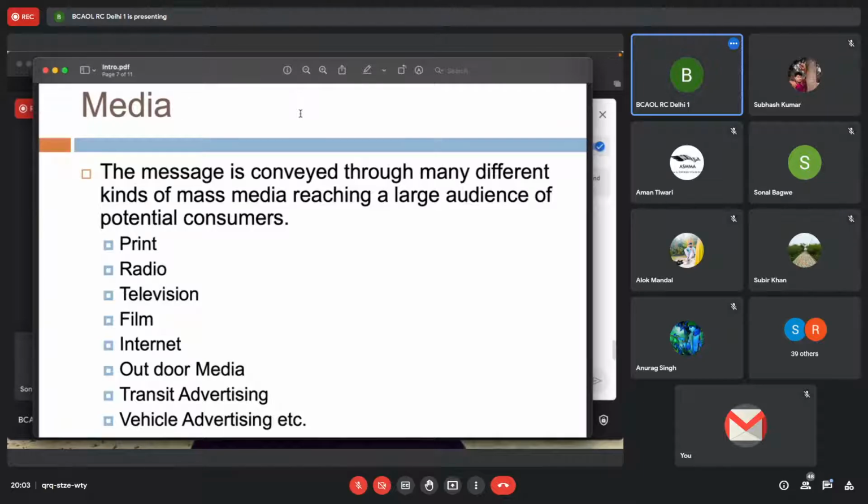Then you have television, of course. Earlier, if you would have noticed, many of these OTT apps did not have any advertisements. Even if I talk about YouTube, no advertisement was there.